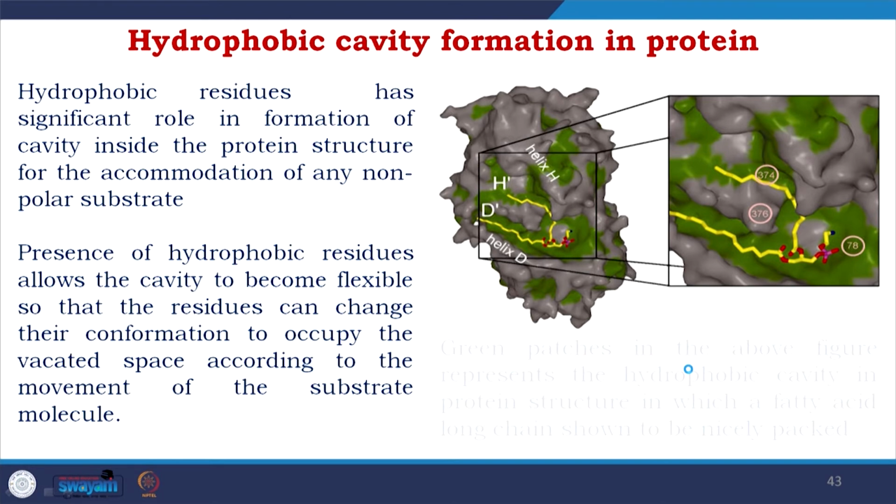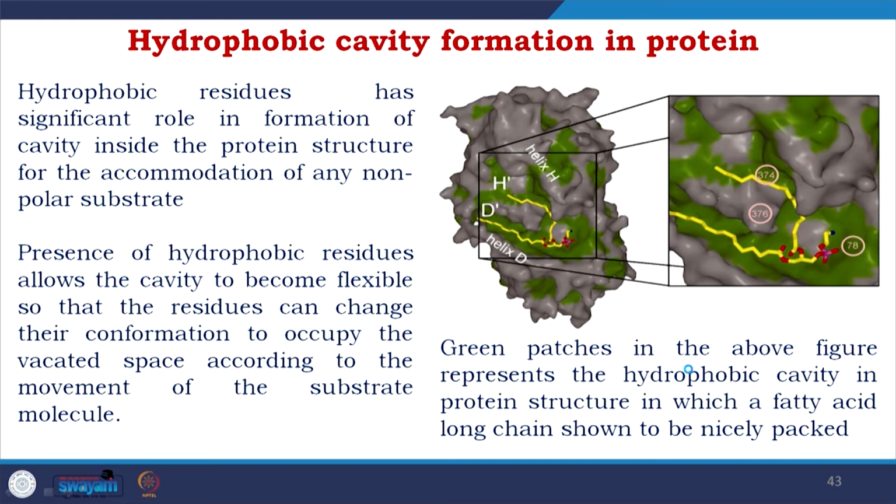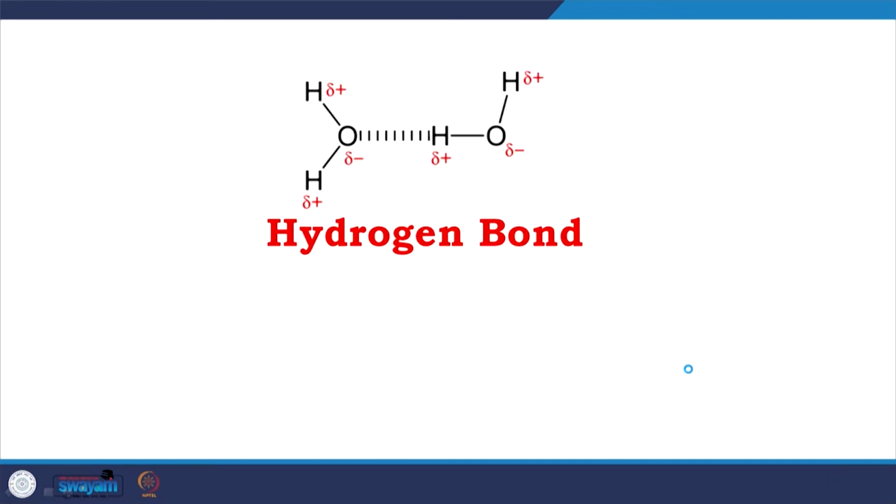So, here you could see the green patches in the figure, which are hydrophobic cavities in the protein structure in which fatty acid long chains would be nicely packed. So, that is another example of protein-ligand interaction by hydrophobicity.